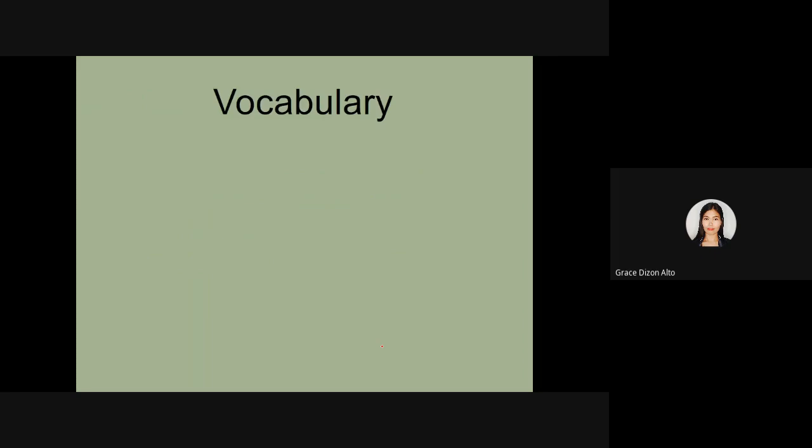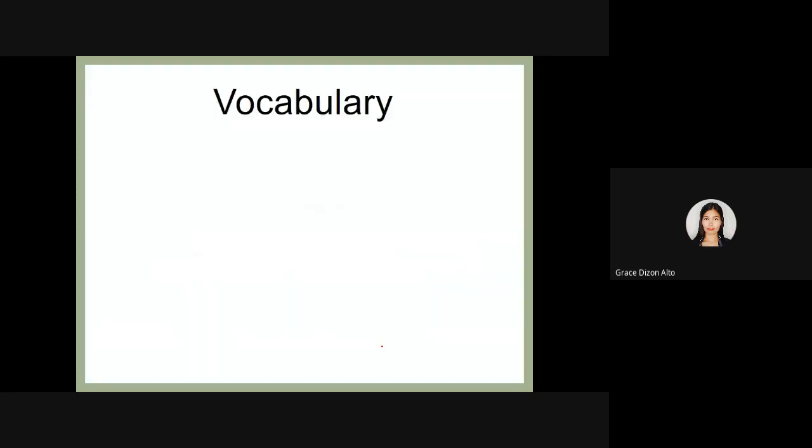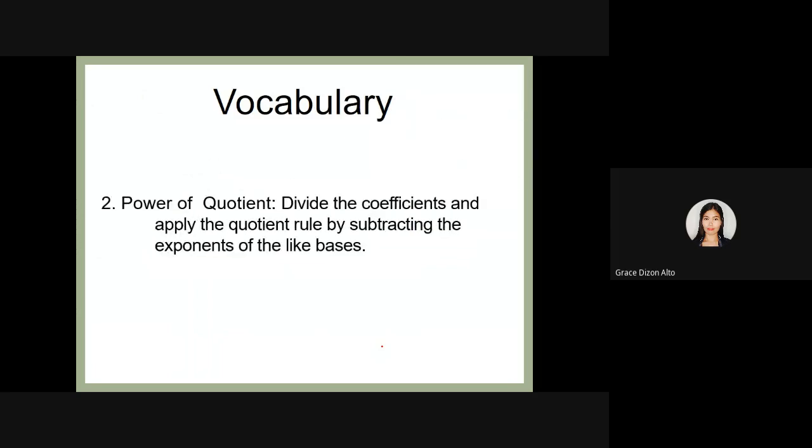Here are the vocabulary words. Number one, synthetic division. It is a simpler process for dividing a polynomial by a binomial using the coefficients. Number two, power of quotient. So we have to divide the coefficients and apply the quotient rule by subtracting the exponents of the like bases. So these words will be used later while we are discussing the process of dividing polynomials.